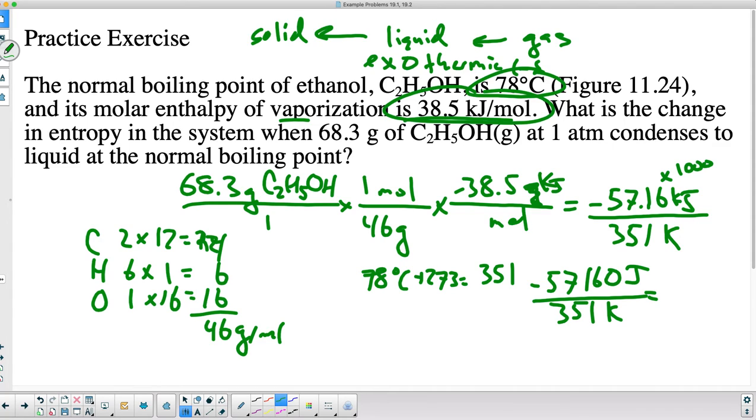Let's try that again. 57,160 divided by 351 equals, now that gives me 162 joules per Kelvin, and that should be a negative. Okay, excellent. That looks good to me. Actually, it should be 163 to round up, because I got 162.849. Excellent. Nice work, guys.